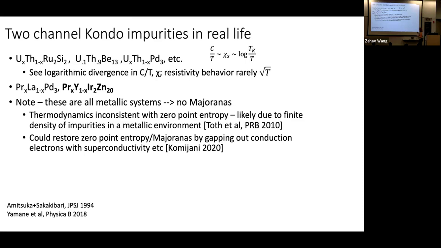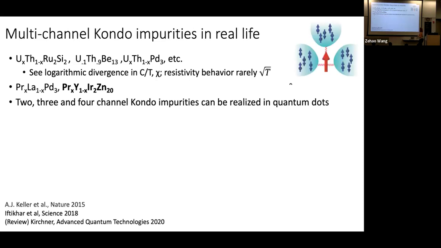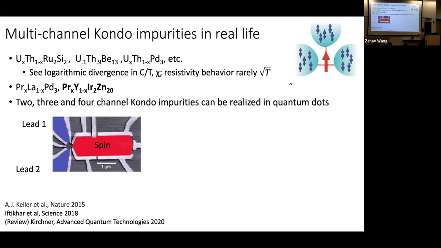There's also a whole other class of realizing multichannel Kondo impurities, which is in quantum dots. And so this is just a little cartoon of, if you have one quantum dot that has a spin, you can have three different leads that are three different conduction channels. And if you tune it carefully, you can realize, in different cases, two, three, and four channel Kondo impurity physics in quantum dots.